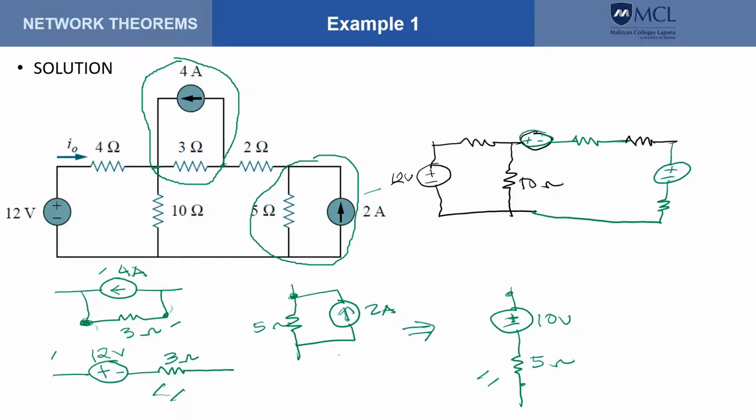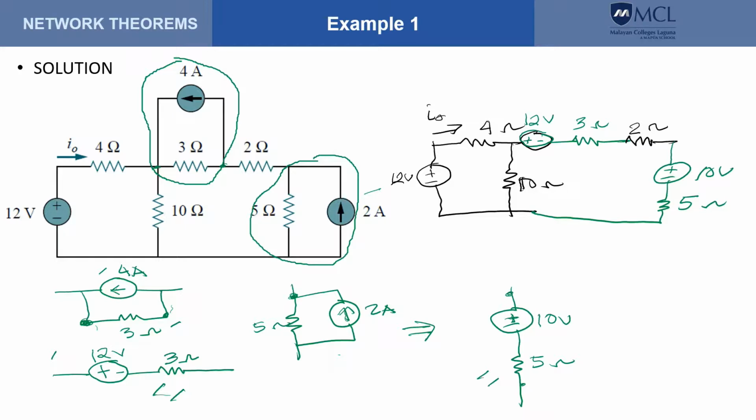Okay, so this one is 12 volts, 3 ohms, this is 2 ohms, this is 10 volts, this is 5 ohms, and 4 ohms, and this is I naught. Okay, so that is the simplified circuit. So this is 10 ohms here.